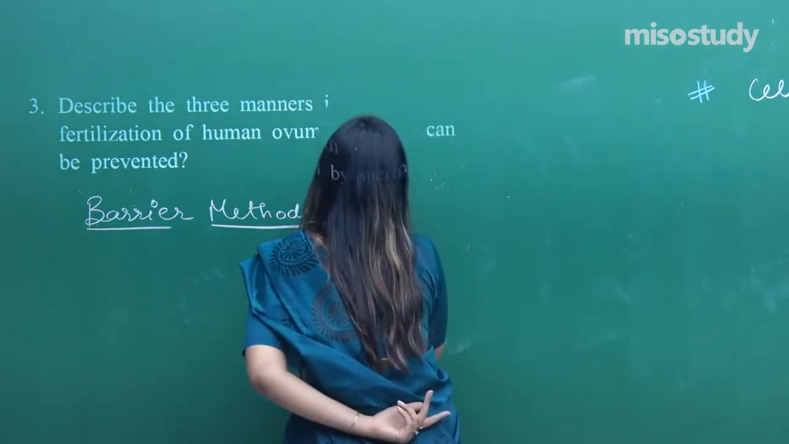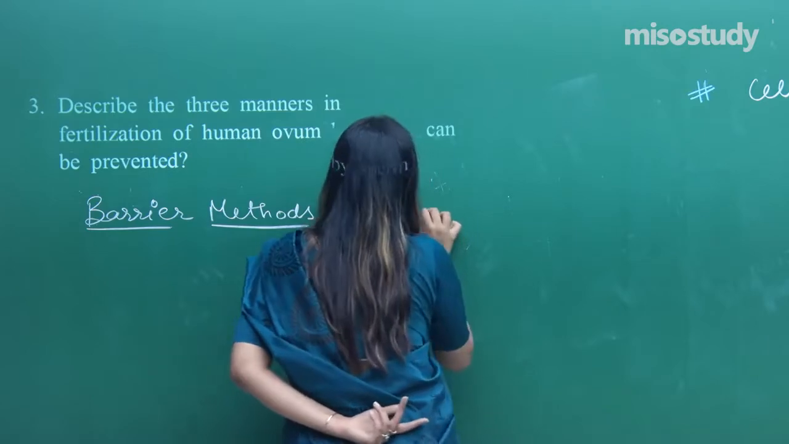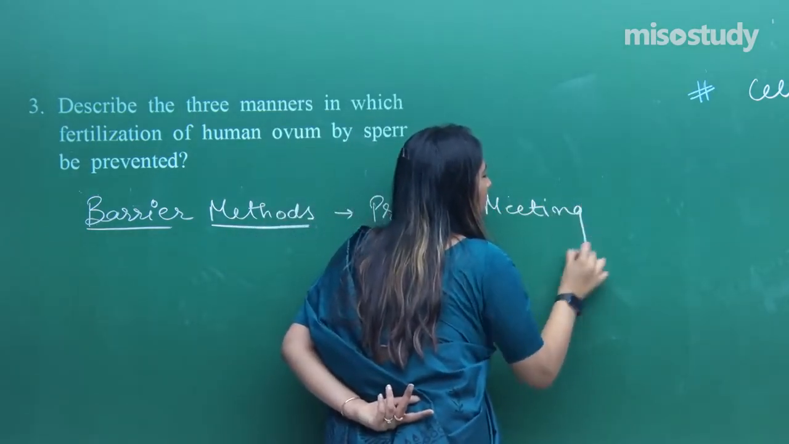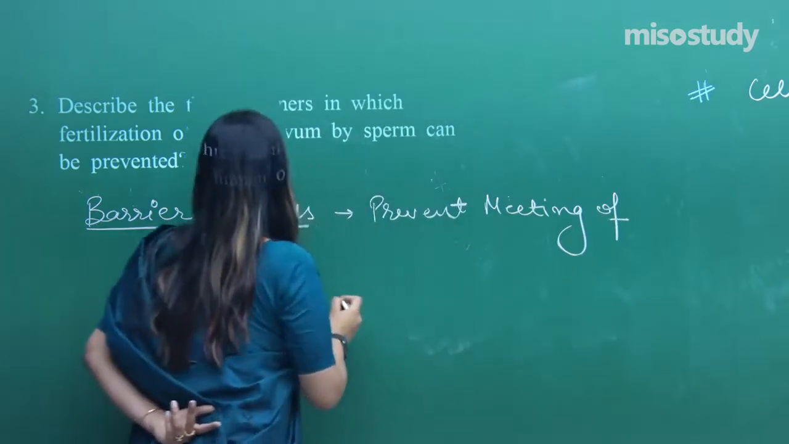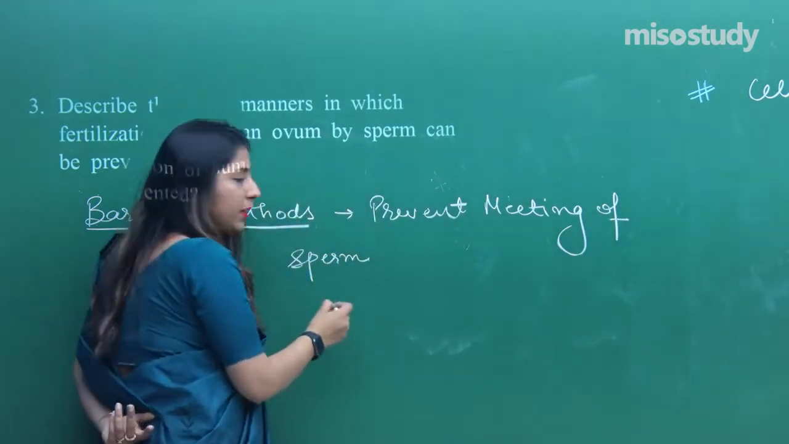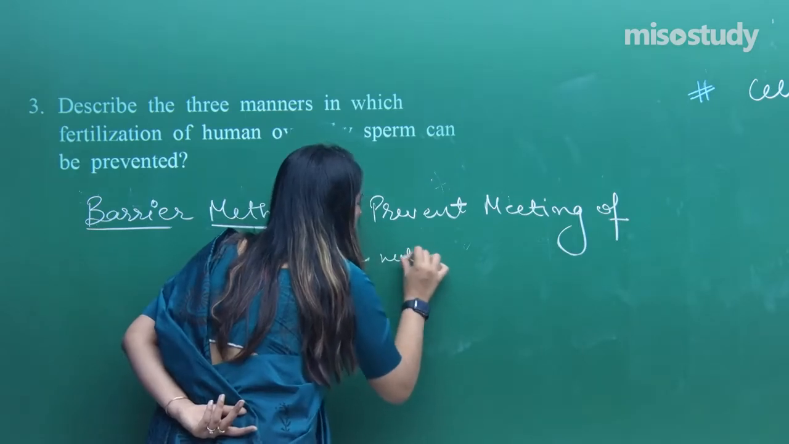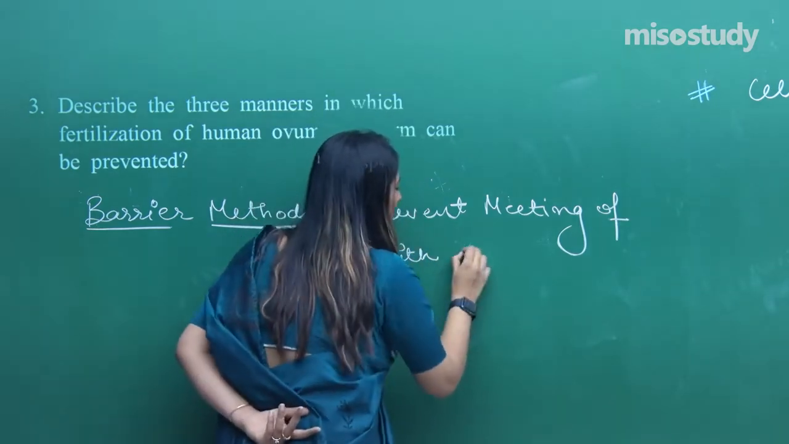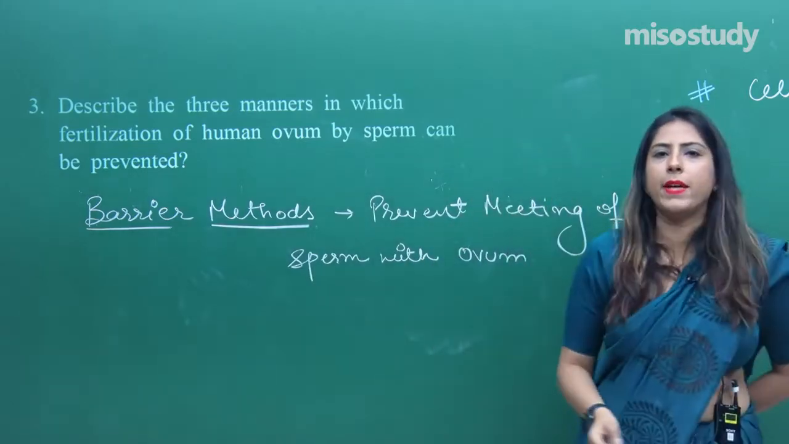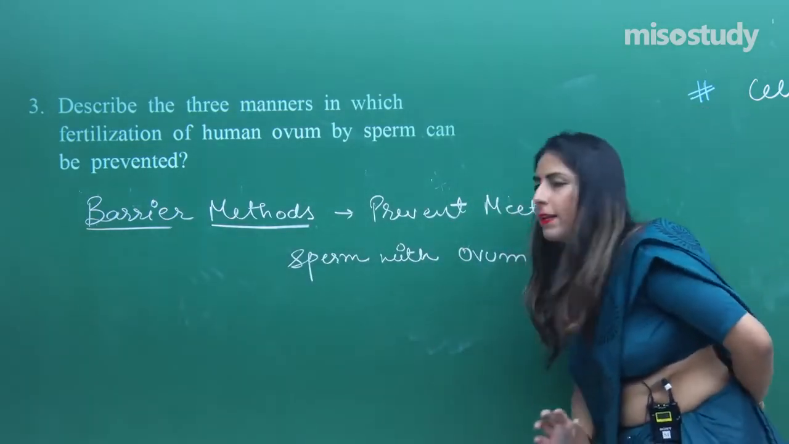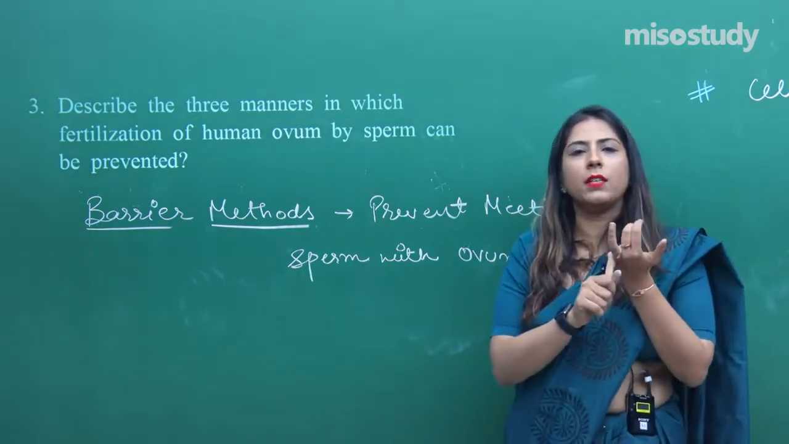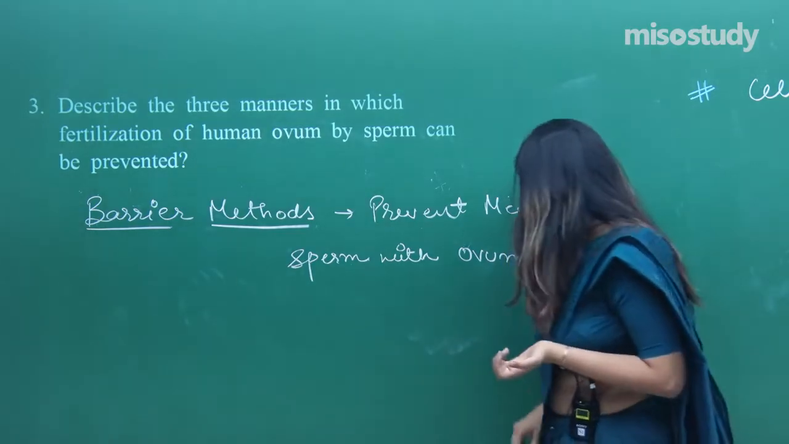In this case, they prevent the meeting of sperm, or the male gamete, with the female gamete, or the ovum, right? And this is our barrier method. There are so many barrier methods. First, the basic barrier method that we all know is the condom.